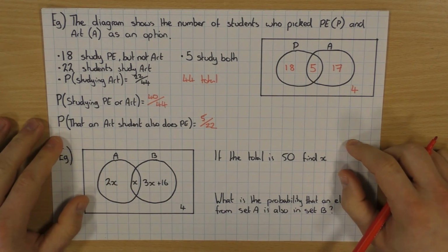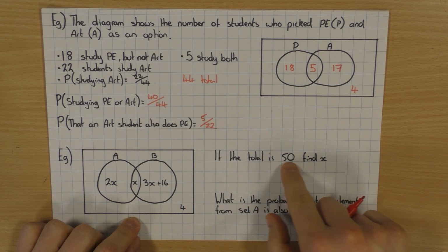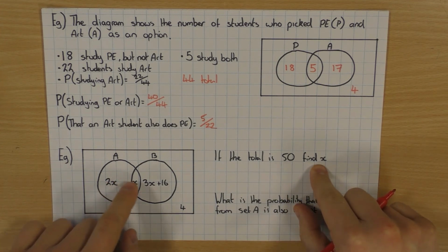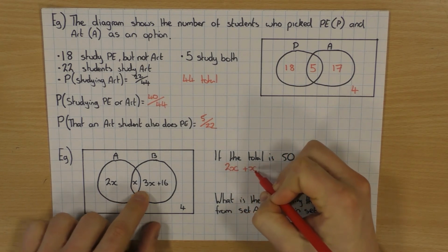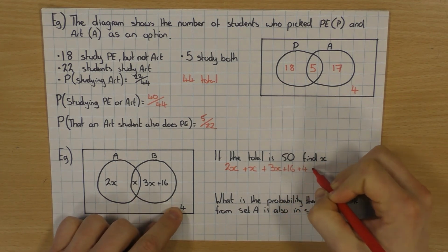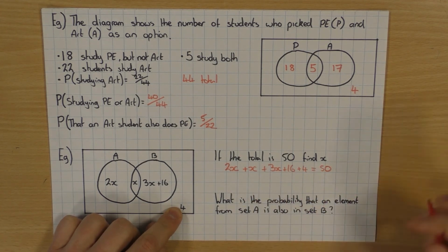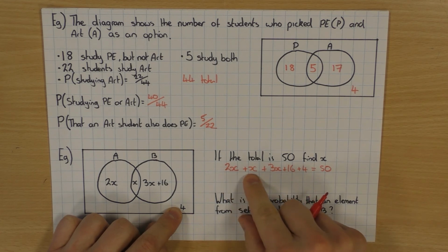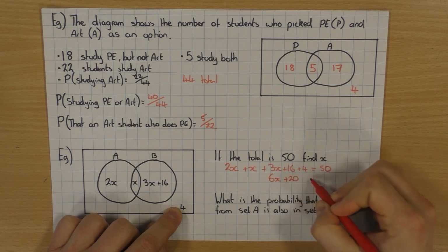Next one here, what they might do is throw a bit of algebra at you. And we've got the Venn diagram here. So we've got 2x, x, 3x plus 16, and then 4 people on the outside. Okay? So we're told here, if the total is 50, find x. Well, all I need to do is add all of these up. So 2x plus x plus 3x plus 16 plus 4. That's going to be the total of the Venn diagram, and obviously we know it's equal, so I've made myself an equation. So a little bit of simplifying then, 2x plus x plus 3x, that's 6x. 16 plus 4 is 20.